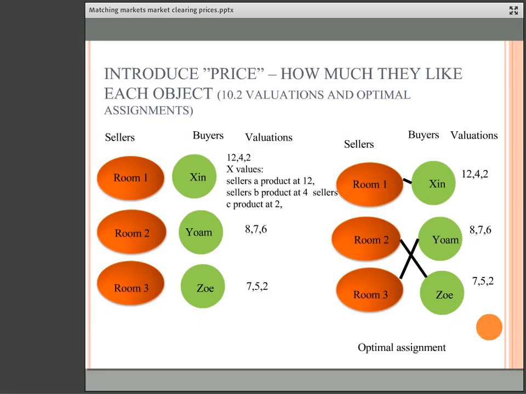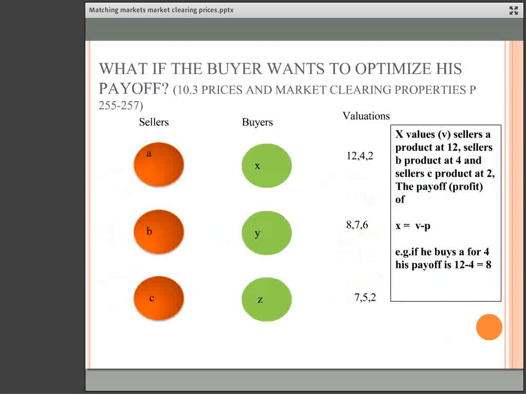However, it is not only a question of how much these people value the rooms, but it is also a question of what their profit is. So they could start creating and dealing these rooms with each other. So X values room A at 12, if you look at the picture on the right, and the B room at 4, and the C room at 2. However, he might be getting a profit if he were to sell the room further.